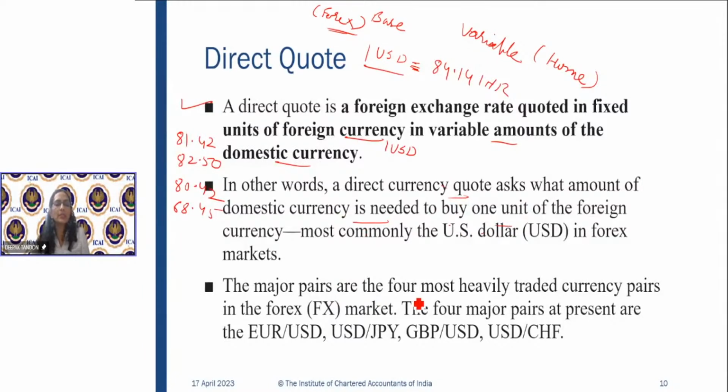The major pair of currencies traded in the world market is, so someone was asking me, ma'am, is it only USD? It can be Euro, USD, Japanese yen, Great Britain pound, and Swiss franc. These are the major currencies traded in the foreign exchange market because of the maximum transactions which happen in the world market in these 5 currencies: Euro, USD, Japanese yen, Great Britain pound, and Swiss franc. Okay.